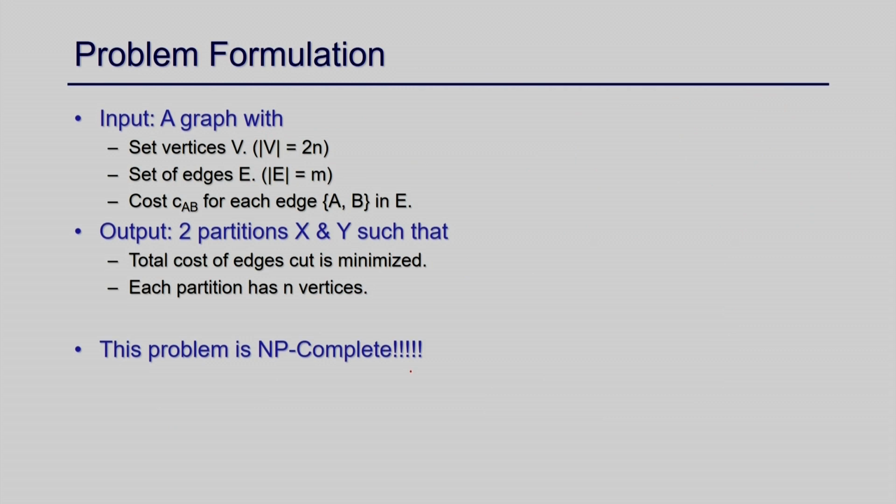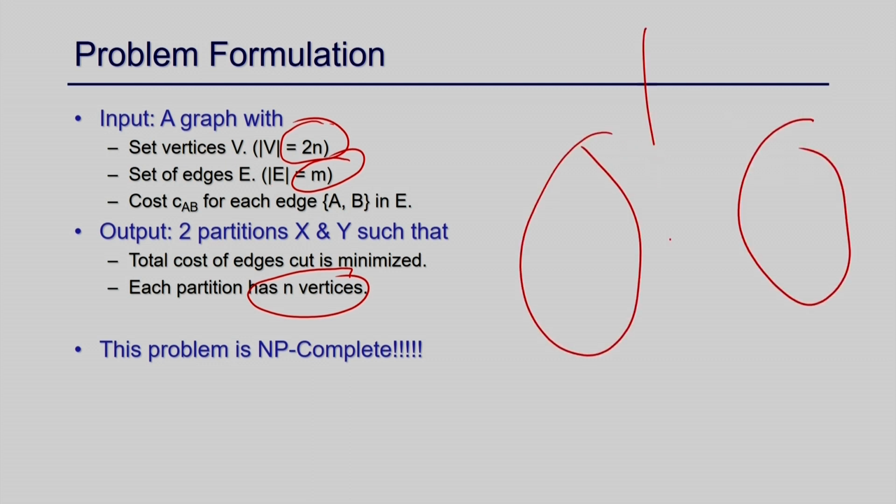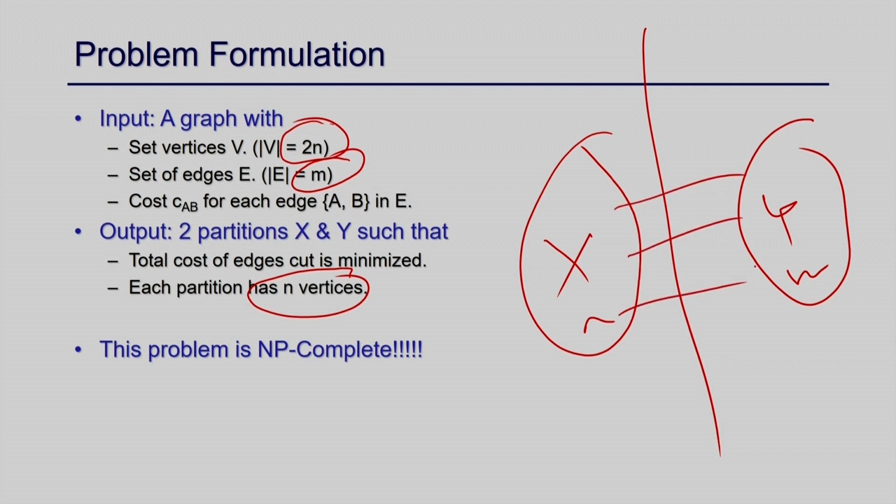Basically, if you think about it, initially my graph has 2n nodes. After the partitioning, each partition has n nodes, and there are m edges. So it is defined into two partitions, this is the X component and this is the Y component, each with n nodes, and then you try to minimize the cut cost, that is, the total edge cost across the cut is minimized. This is how the whole thing works.